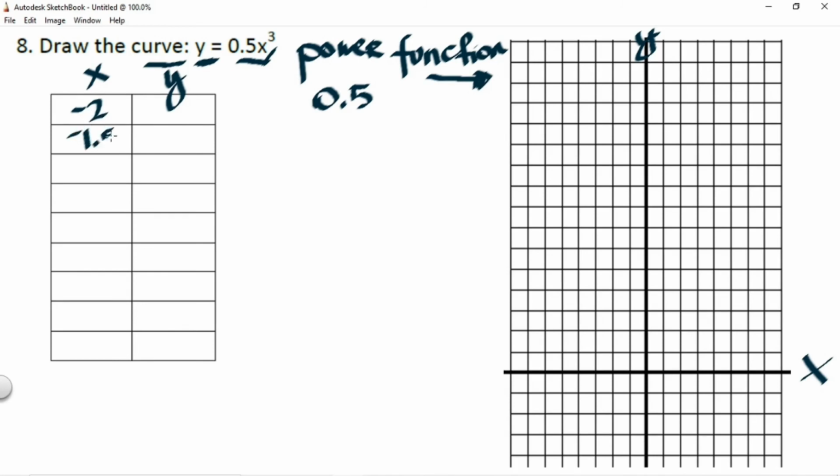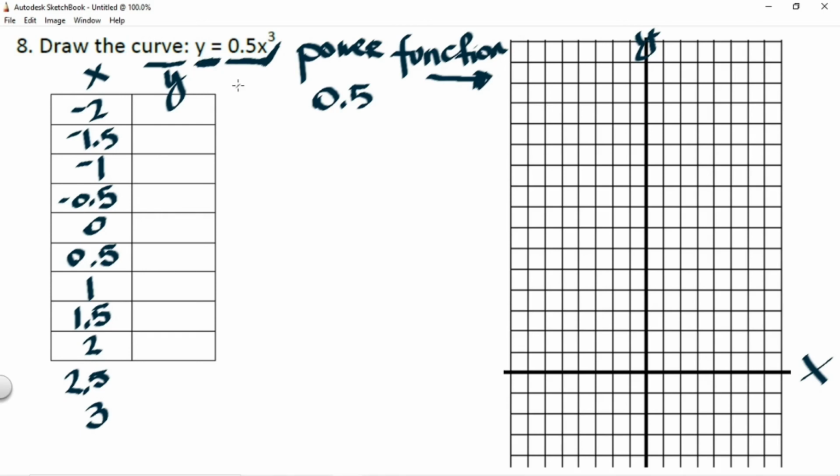and then let's proceed to -1.5, -1, -0.5, 0, and then +0.5, +1, +1.5, +2, +2.5, and lastly, +3. Then using this equation or formula, we are going to find the value of y.